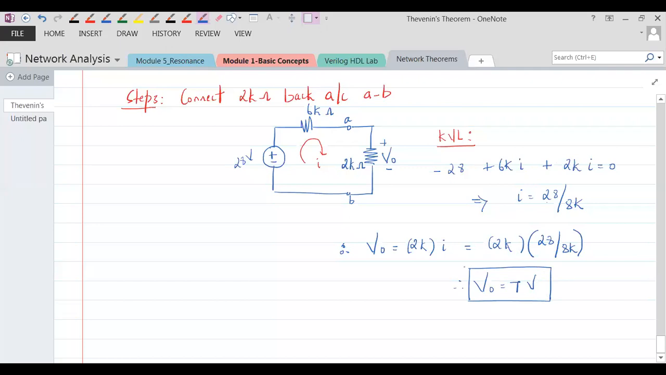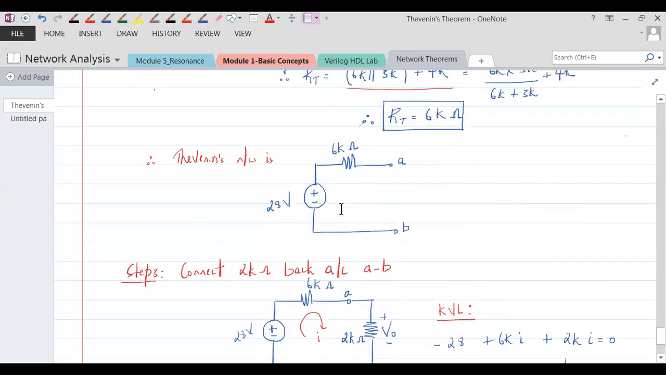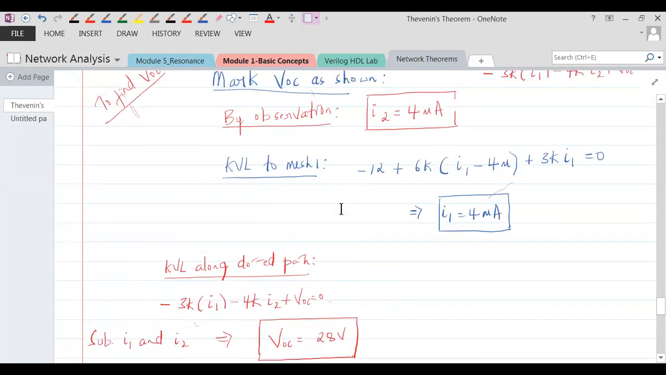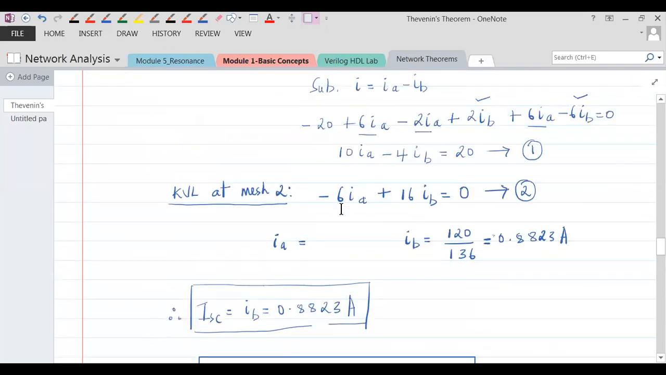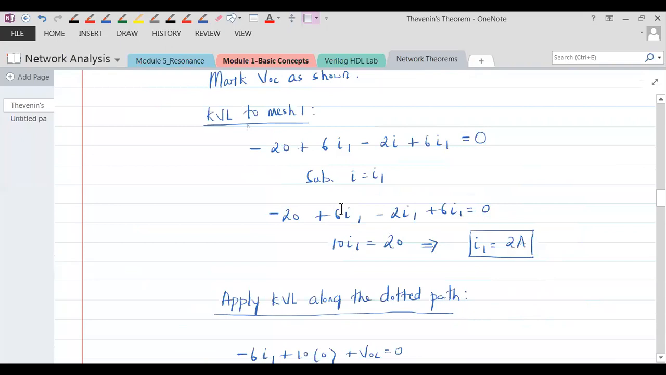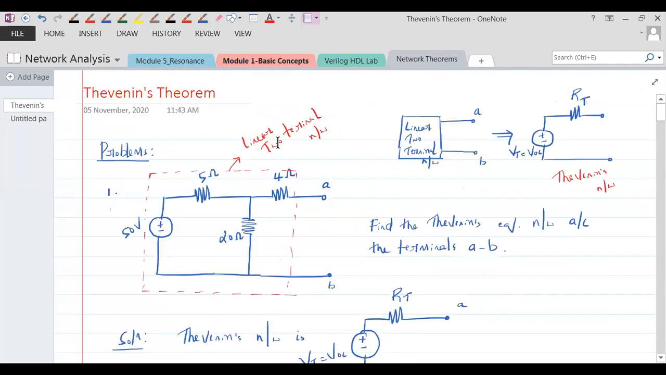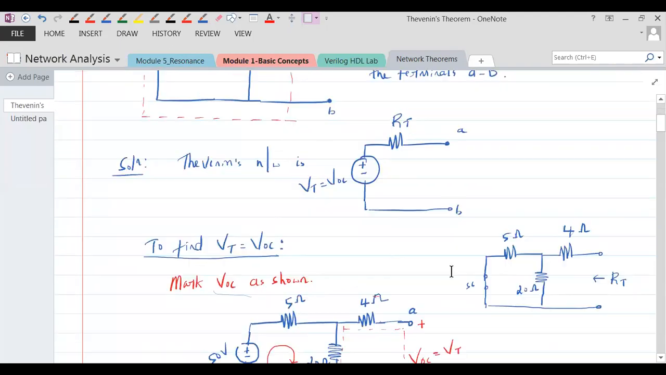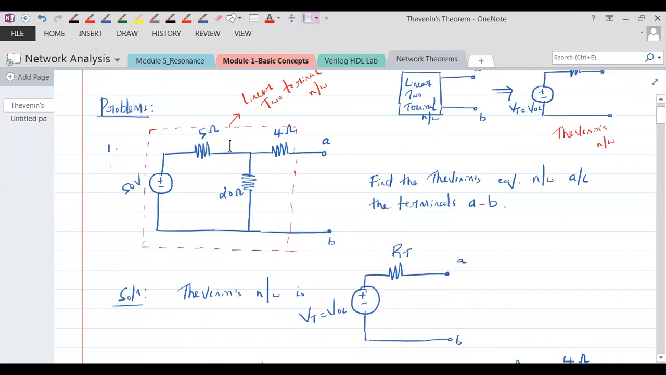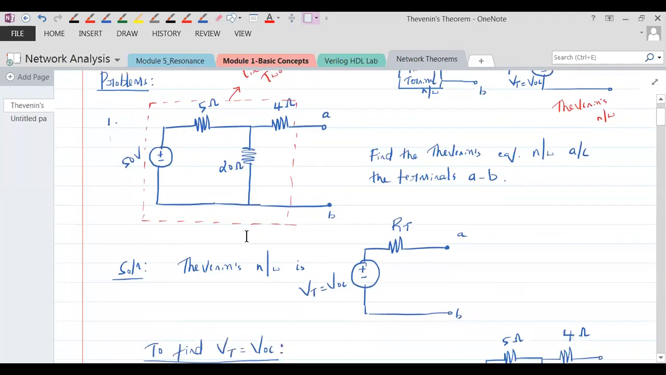Everybody understand this problem? So this is how things go. We have seen three types of problems now. Which are those? See here, in the first problem, we were asked to find the Thevenin's equivalent network across AB. No dependent source is there. First case, no dependent source. We find out VOC. Then how do we find RT? We find RT by deactivating the independent source.